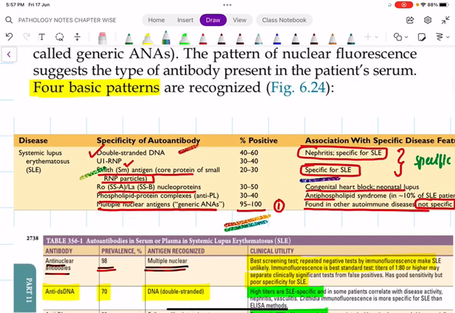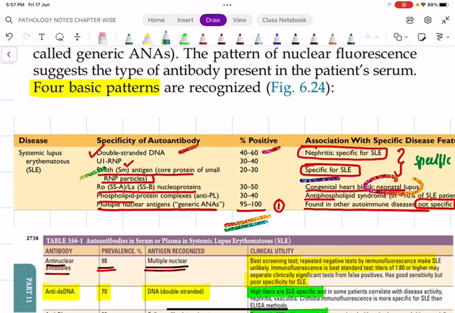Fine. Yes. Then we have Ro and La, that is SSA, SSB antibodies. Out of that, remember that is actually more diagnostic of Sjogren's syndrome. Sjogren's syndrome we will discuss later. But as far as SLE is concerned, it is most commonly associated with neonatal lupus. Then another one is double-stranded DNA, around 40 to 60%. After the multiple nuclear antigen, the second is double-stranded DNA. That is why I told you that double-stranded DNA and Smith antigen, both these two are most specific for SLE.